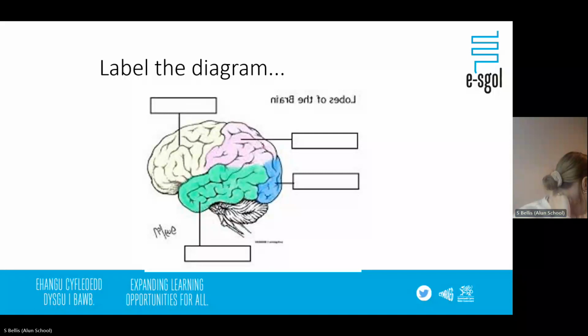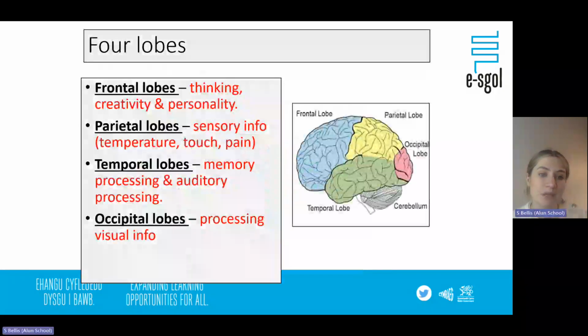Now, your occipital lobe at the back of your head controls your eyesight, controls visual information. So that is its brain function. Eyesight is localized here, and that's where the term eyes at the back of your head comes from. So this is what the four lobes do. Frontal lobe is thinking, creativity, and personality. So we know about personality because of Phineas Gage.